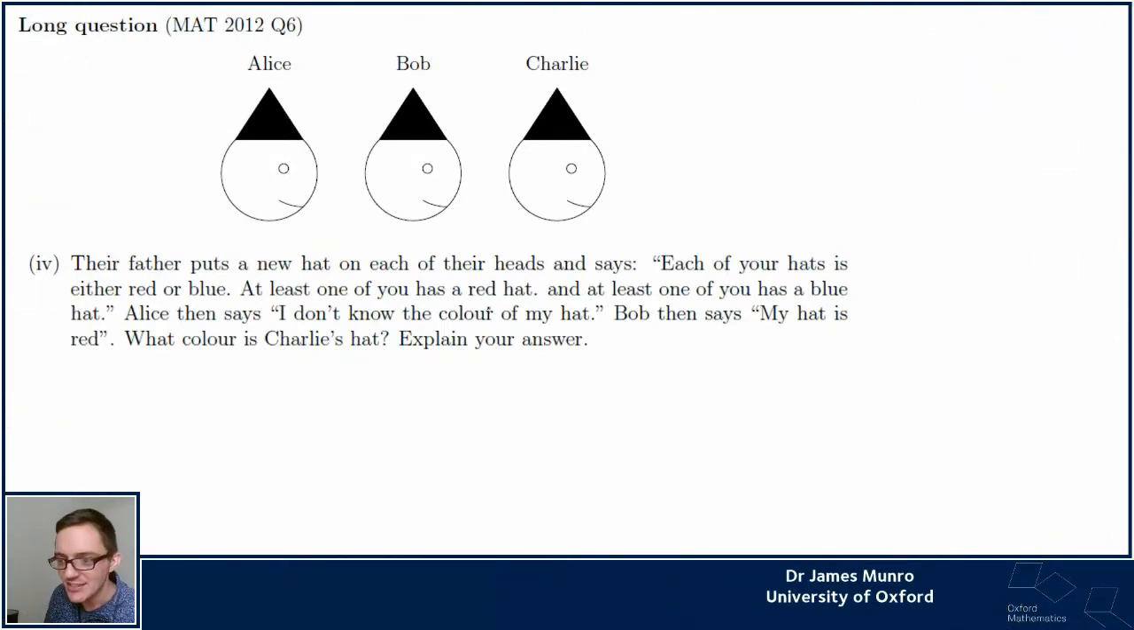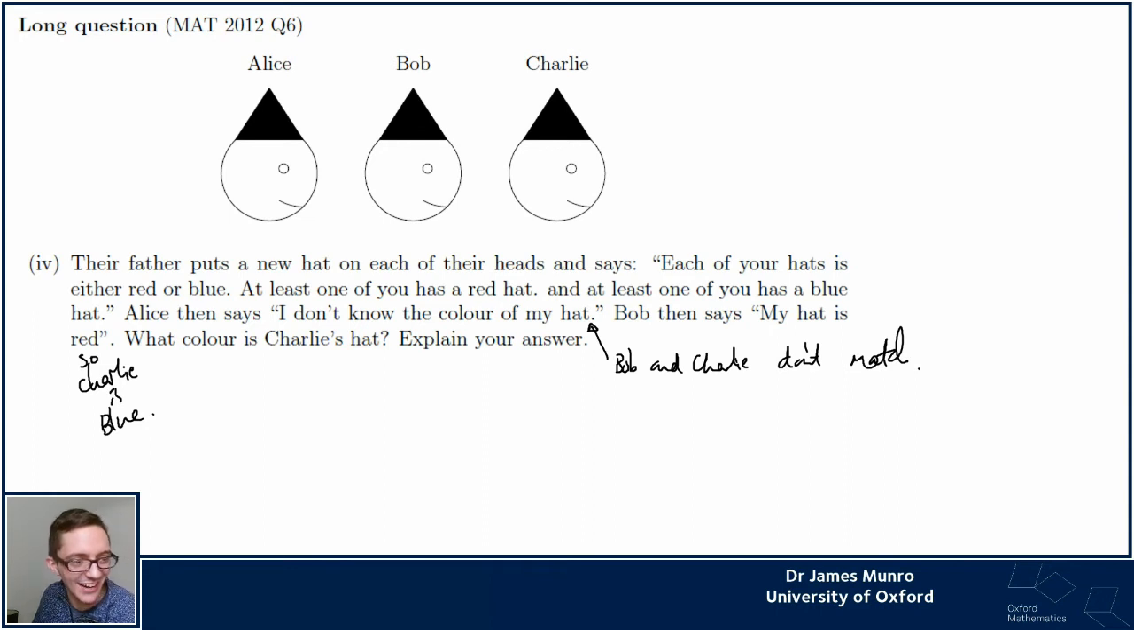Some good stuff here. This is kind of the opposite scenario to the previous one. Alice has said, "I don't know the colour of my hat," so it must be the case that Bob and Charlie don't match. I think that's true. Let's check what people are saying in chat. Yep, I think that's right. Bob and Charlie must be different colour hats. Bob says his hat is red, and they've got different colour hats, so Charlie is blue.